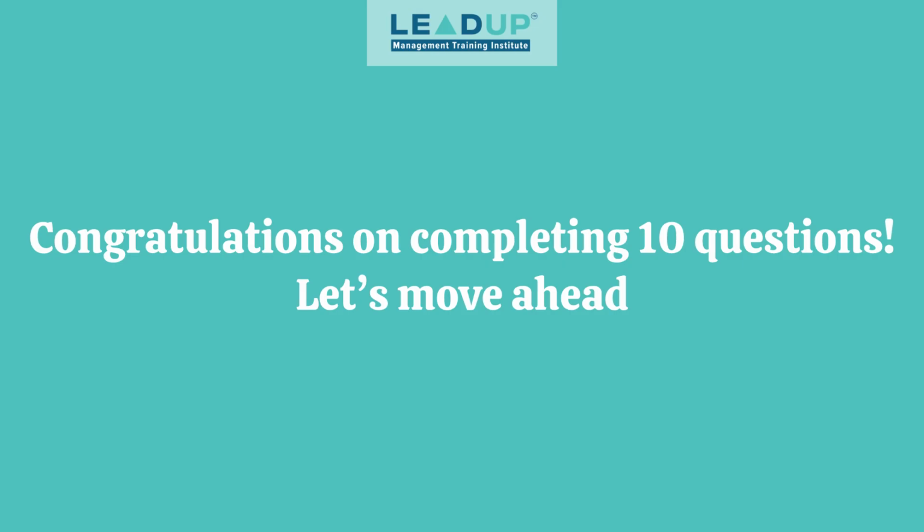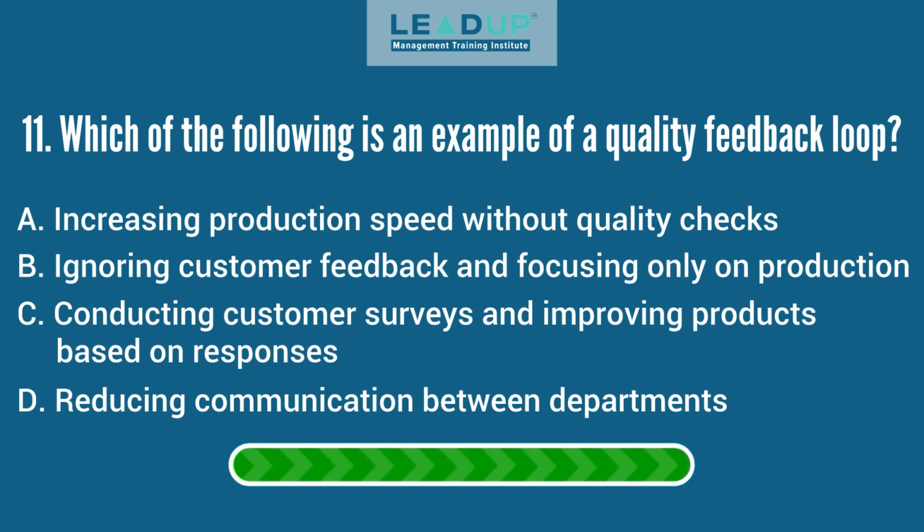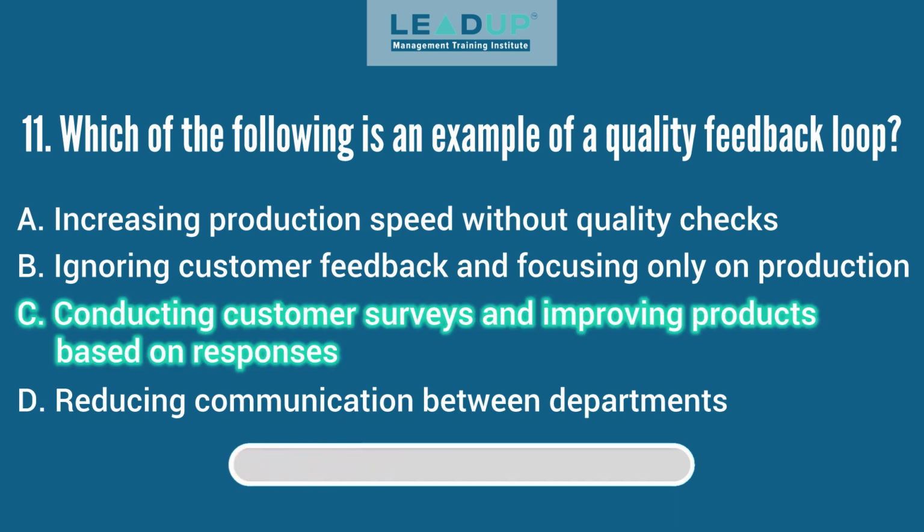Congratulations on completing 10 questions. Let's move ahead. Question 11. Which of the following is an example of a quality feedback loop? A. Increasing production speed without quality checks. B. Ignoring customer feedback and focusing only on production. C. Conducting customer surveys and improving products based on responses. And D. Reducing communication between departments. The answer is conducting customer surveys and improving products based on responses.